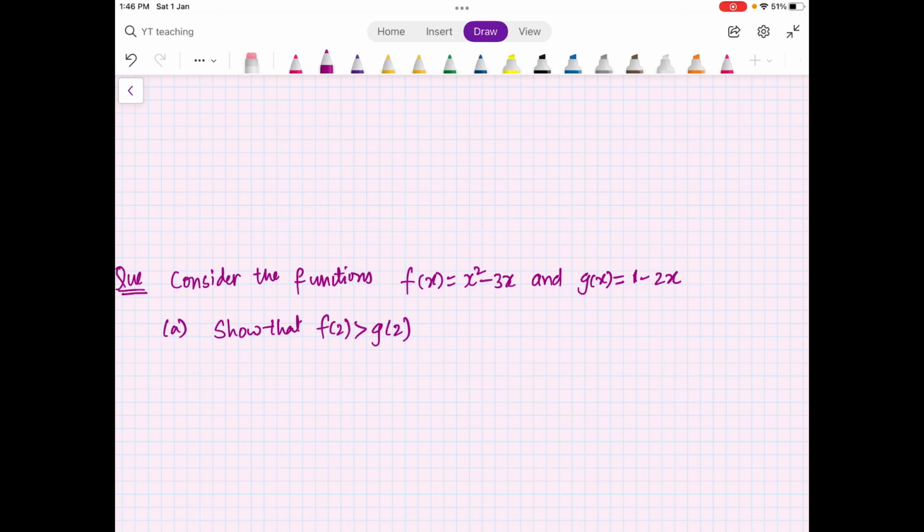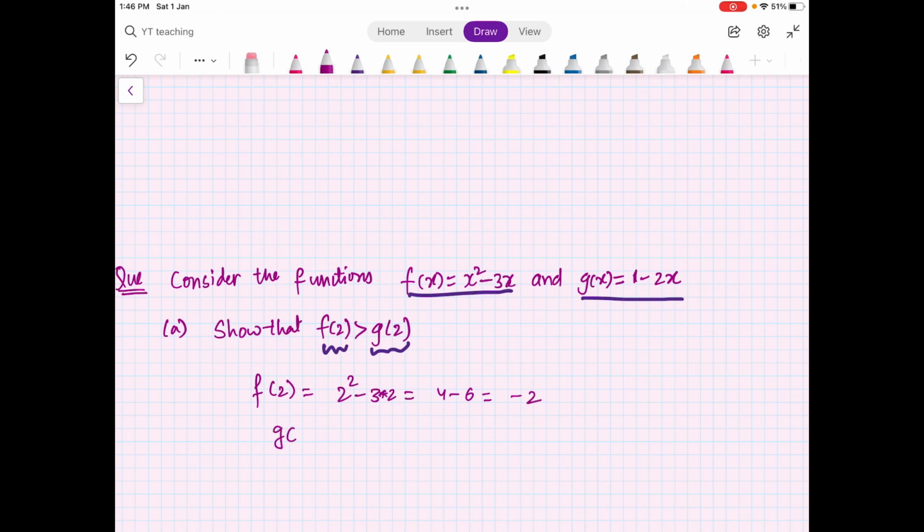So here you see I have another example. I have given you two functions. f of x is x square minus 3x, and another function g of x is 1 minus 2x. So I am asking you to show that f of 2 is greater than g of 2. That's quite simple. What you will do, you will compute f of 2. That will be 2 square minus 3 times 2. So that is 4 minus 6. So that is minus 2.